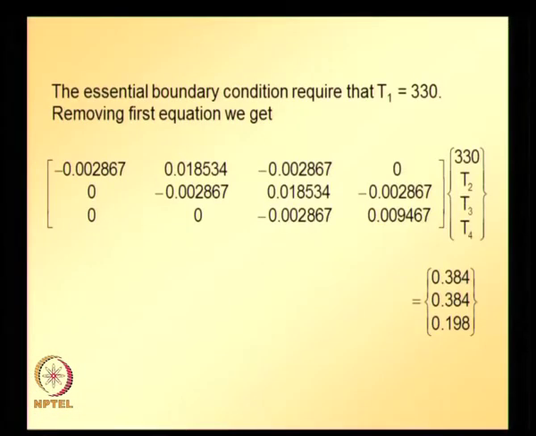And now only one essential boundary condition is given, which is T1 is equal to 330 degrees centigrade. Essential boundary condition requires that T1 is equal to 330 degrees centigrade. So, removing the first equation, rearranging and solving, we can obtain T2, T3 and T4.